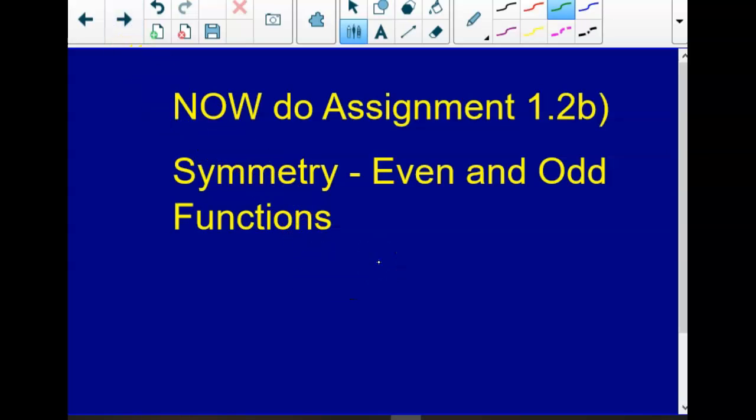Both Delta Math assignments are super short, but please do them tonight so you have some practice on even and odd.